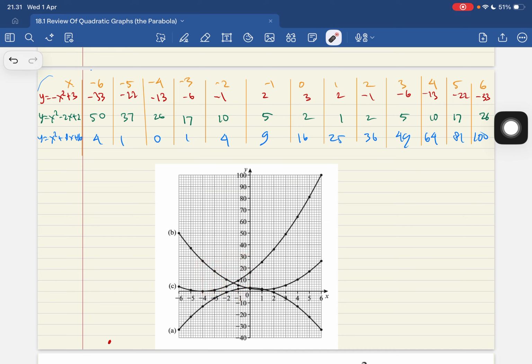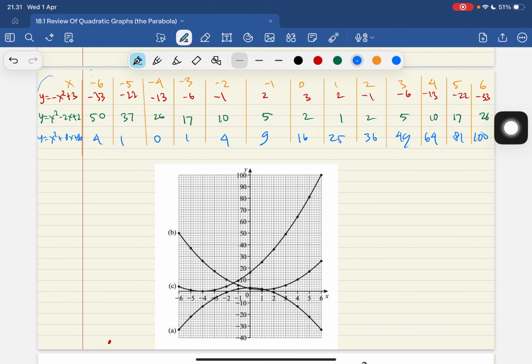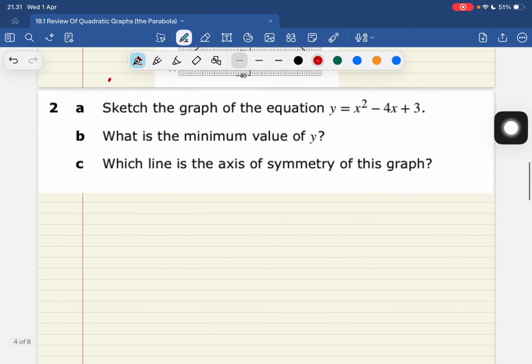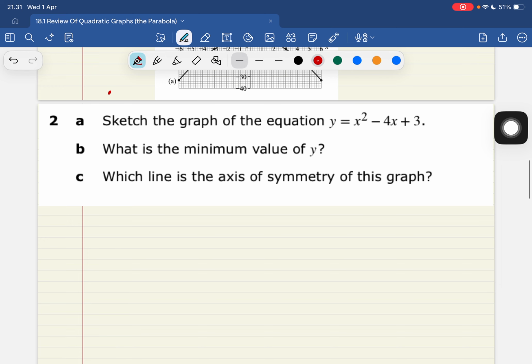Then after you plot the points, just draw the curve. Here are all the curves, A to B. I will give you an example of the points. The first one is -6 and -33. And then here, -3 and -6. You can write it one by one. Then you will draw it like this.